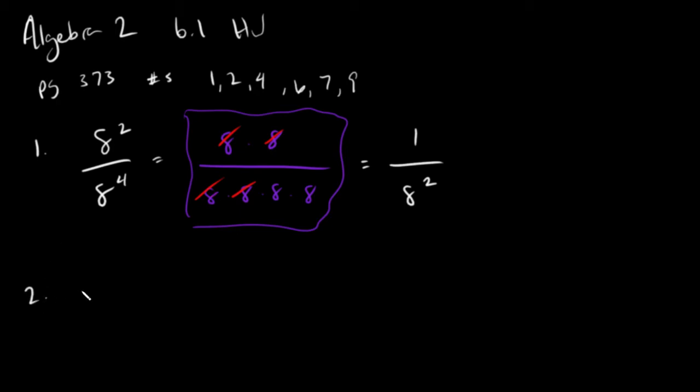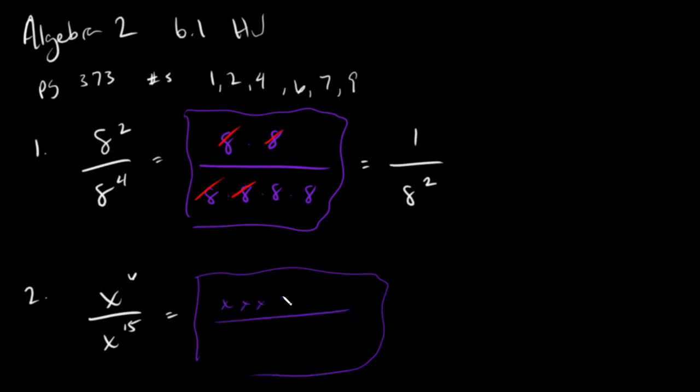Moving on to number 2, you've got x to the 6th over x to the 15th. Imagine the same setup where you've got an expanded form, right? You've got 6 of them, and then you've got 6 of them, but then another however many to get to 15, so 9, right? So all 6 of these will cancel, and 6 of these will cancel. And so I'll just lower this number by 6. So 15 minus 6 is 9. And so I'm going to end up with 1, because they all canceled up here, over x to the 9th down here.